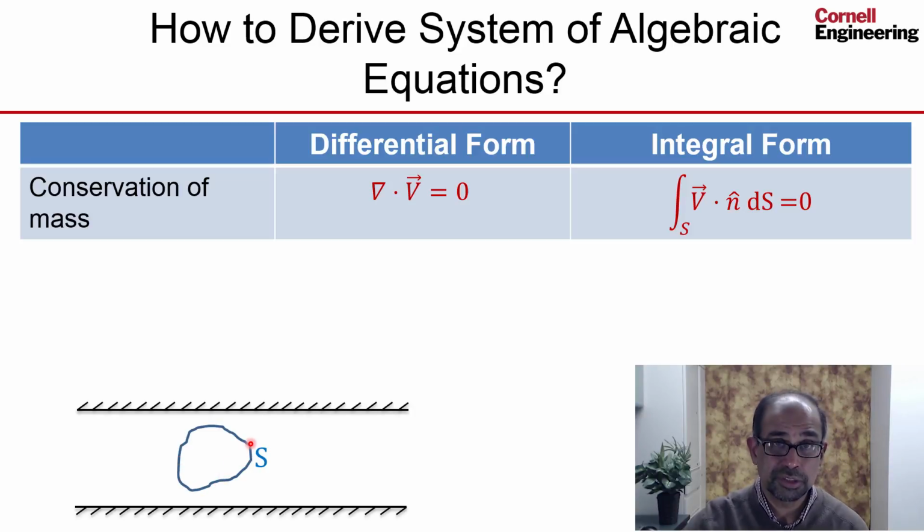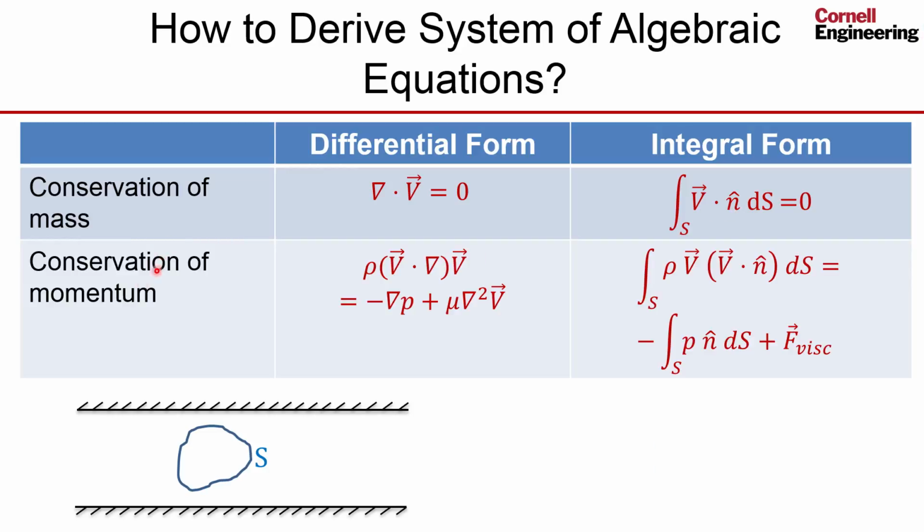any arbitrary control volume within the flow domain. And this just states that the net volume flow out of any arbitrary control volume has to be 0. Similarly, for conservation of momentum, there's a differential form and the equivalent integral form, and it's the integral form that the finite volume method uses.